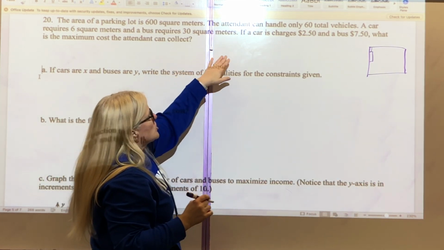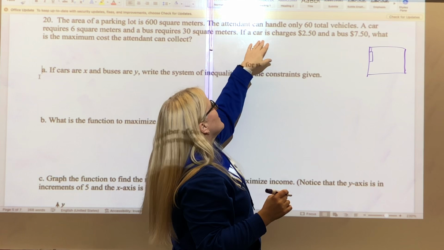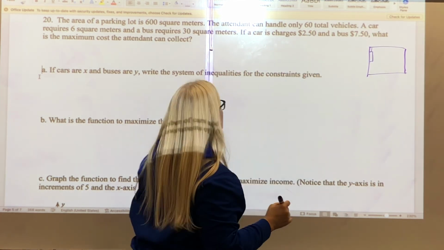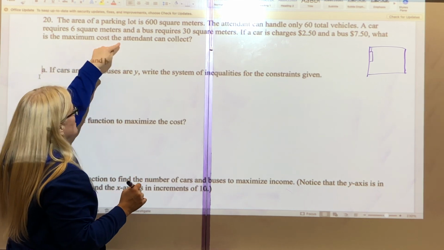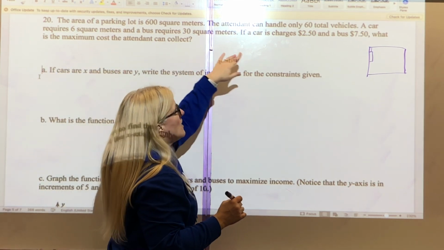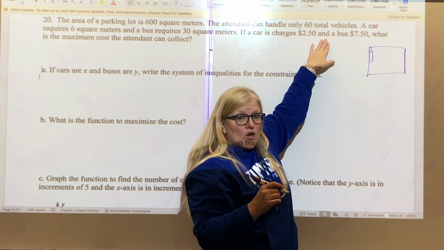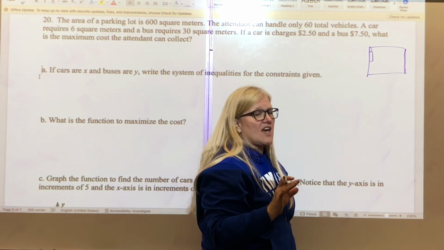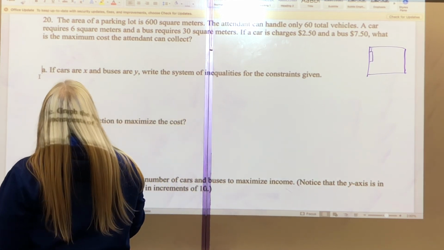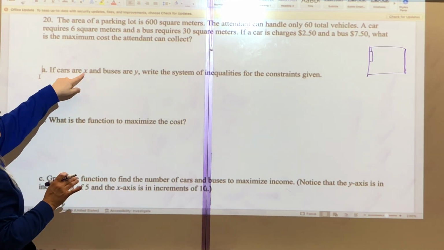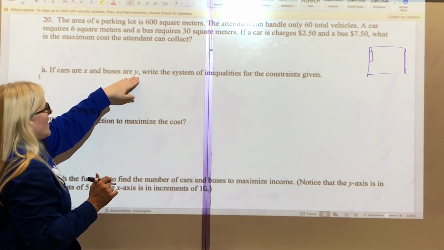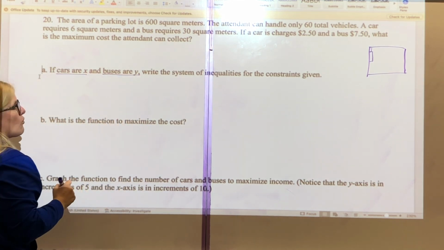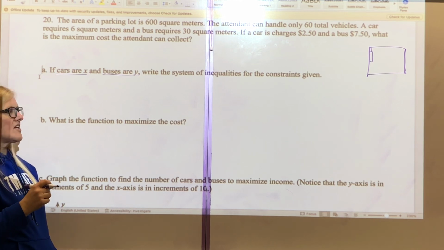If a car is charged $250 and a bus $750, what is the maximum cost the attendant can collect? Okay, that's going to be your equation, because it's asking for the maximum. So we're going to set that aside for a minute. But let's talk about our variables: if cars are X and buses are Y, write the system of inequalities for the constraints given.